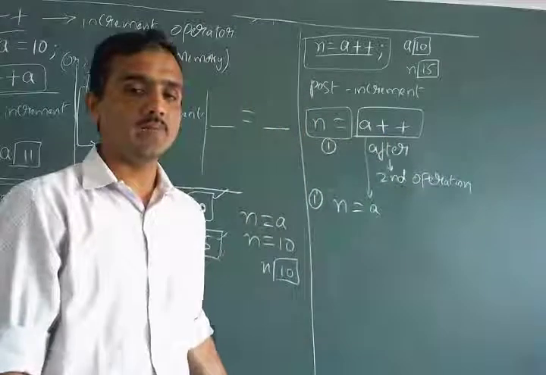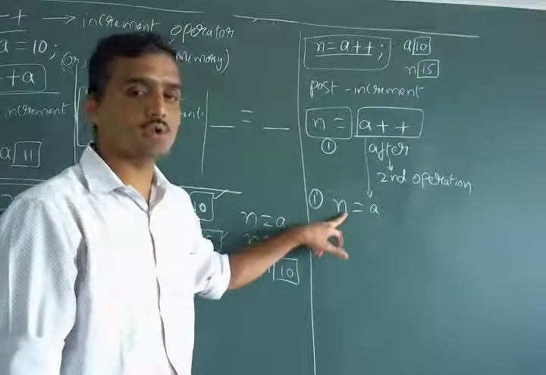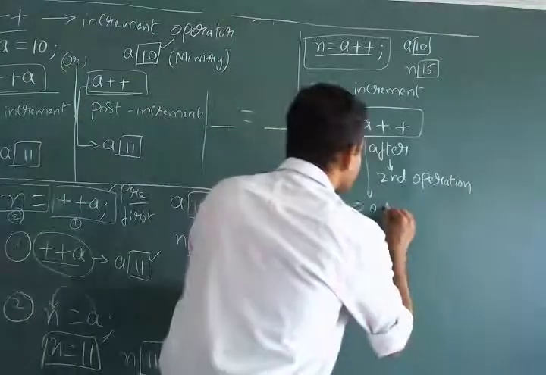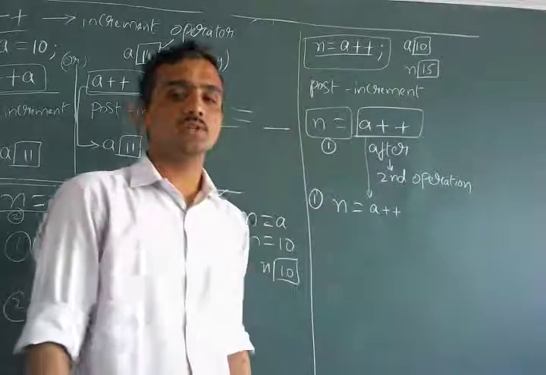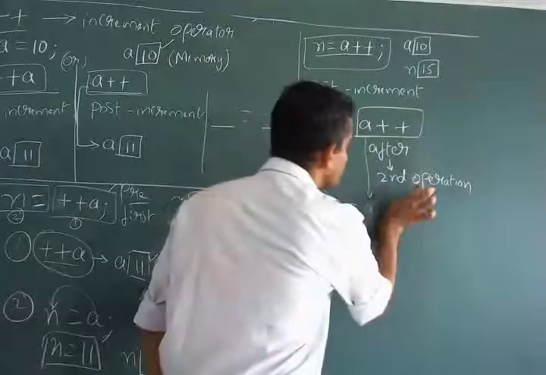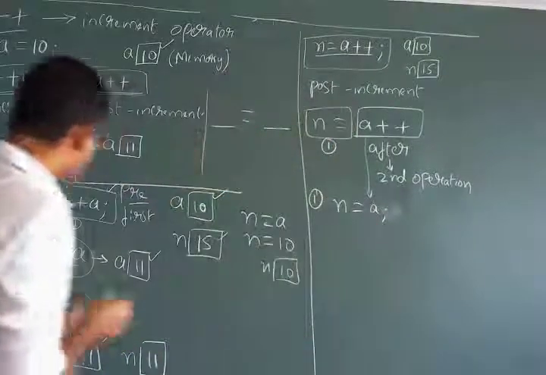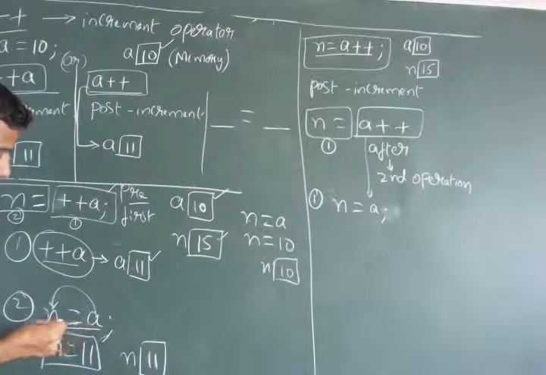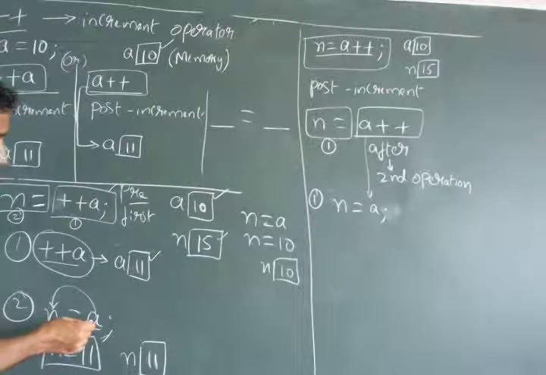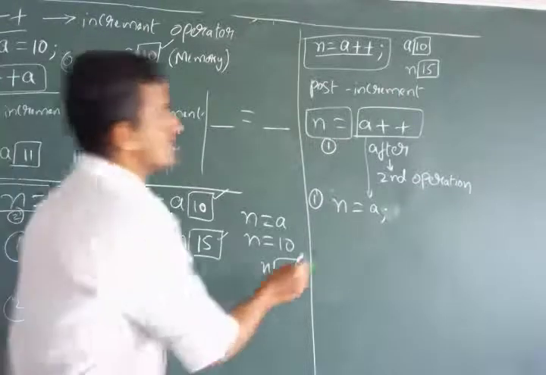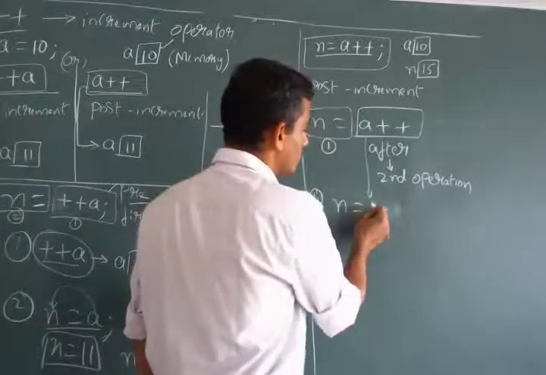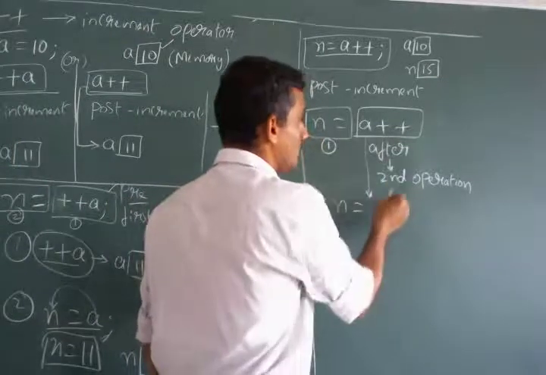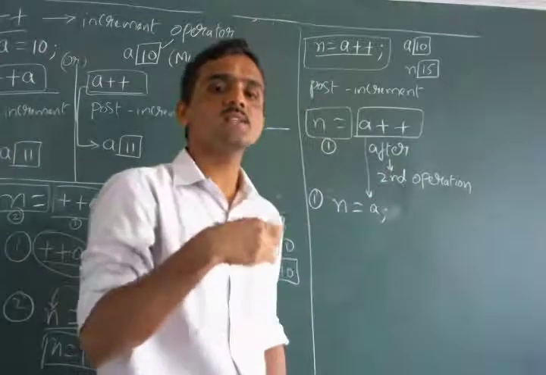Here you should be very careful when you are doing the first operation. Don't write plus plus here. When you are doing the first operation, only n equals to a. You just compare with pre-increment. In the second operation I have done n equals to a, right? Did I write the plus plus symbol here? No, right? Only n equals to a. So when you are using the equals to sign, only write the variable on the right hand side. Here also I am writing n equals to a. Just write a. Don't write plus plus, because plus plus you have to do as a second operation.